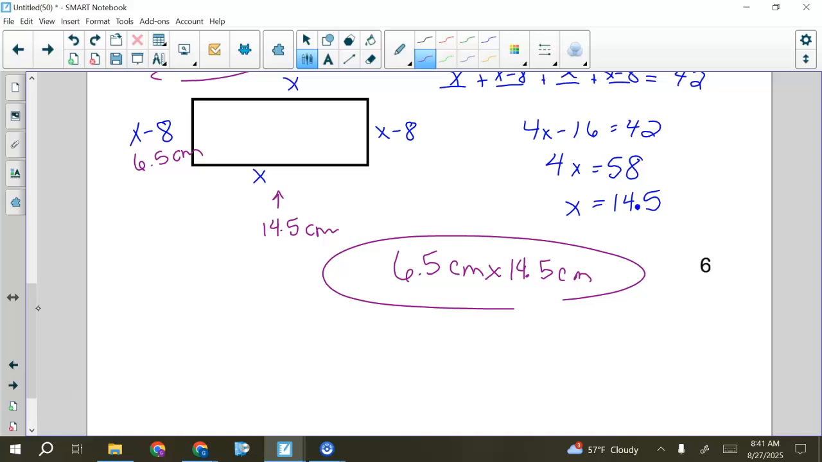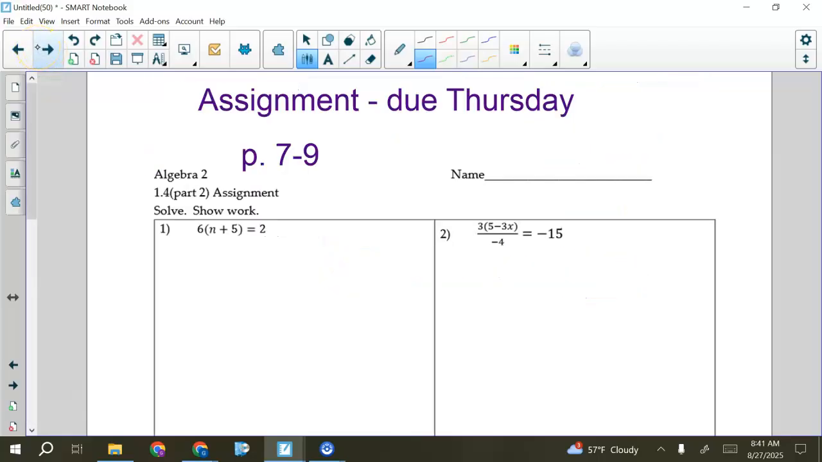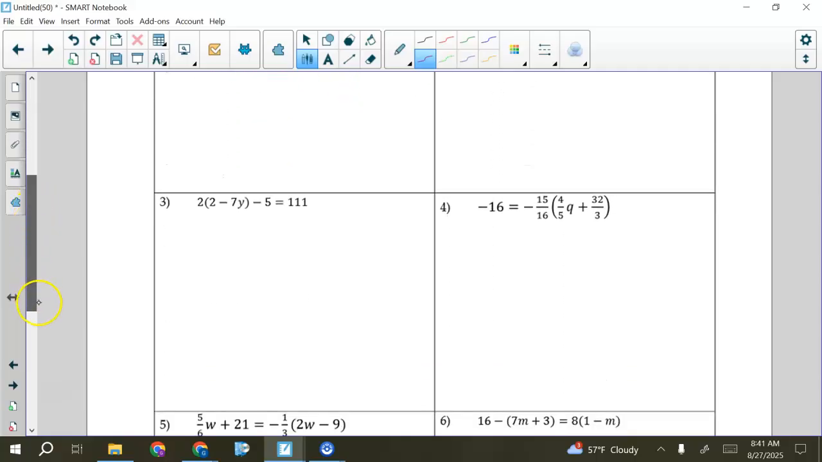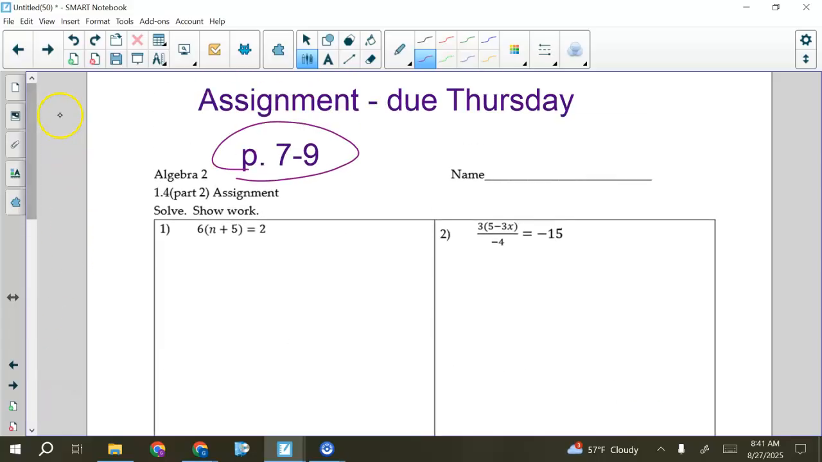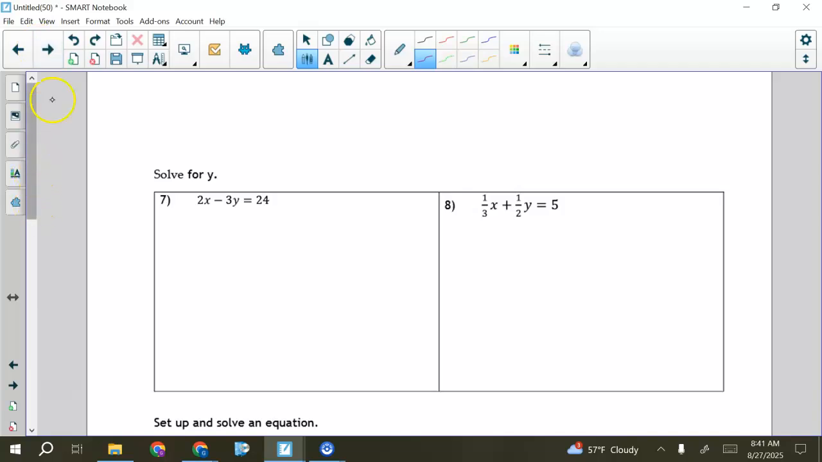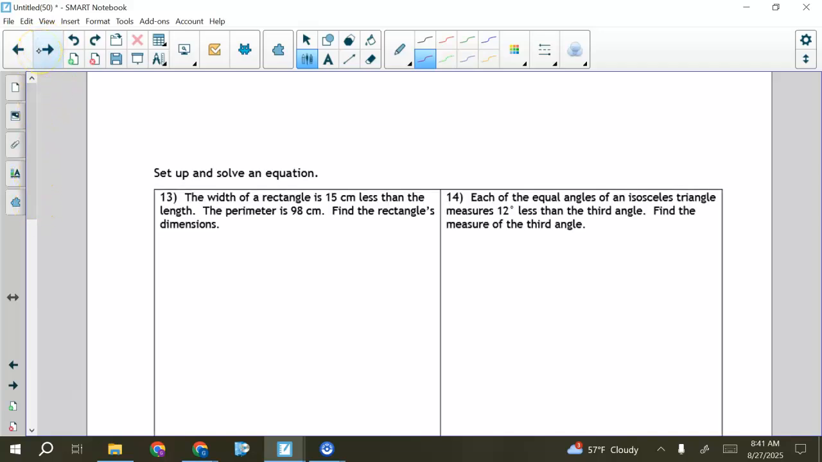All right, so your new assignment, we had a textbook assignment yesterday. If you didn't get that done, go ahead and work on that. We'll check those tomorrow. And your new assignment due Thursday is page 7 through 9. Okay, so work through these. If you get stuck on one, skip it. I know there are some challenging ones in there with some tricky fractions, but see what you can do. Okay, make sure you show your work to get credit. And it does have some word problems on it as well.